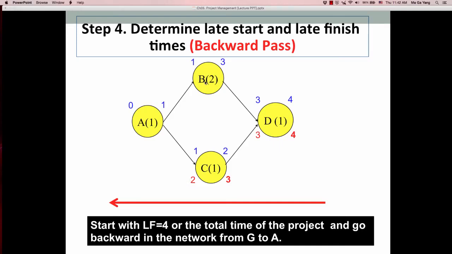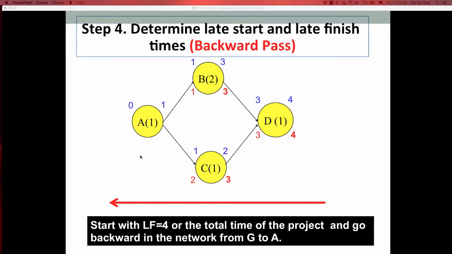Activity B must be done by 3, so D can start right away. So its late finish time is 3, late start time is 2. 3 minus 2 is 1. There is no slack because late start and early start is equal, the difference is 0.